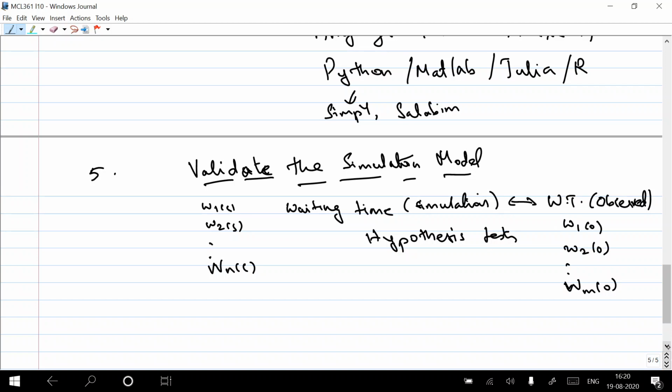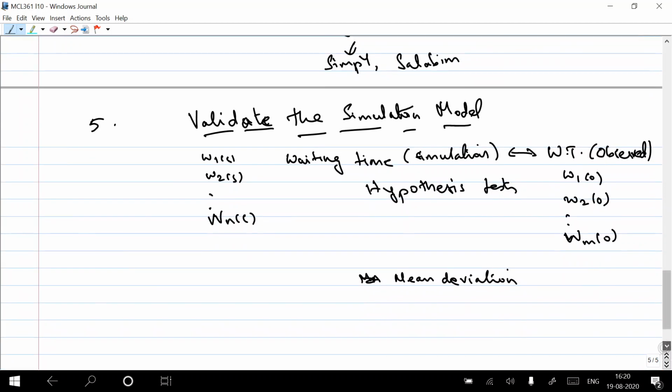If not, you can look at calculating something like mean deviation, for example. So that, for example, is sigma, that will be your WIS minus WOS, I equals, this depends, right? So whether it's n or m, whichever is the smaller one, let's say I equals 1 to the minimum of n, m. But ideally you want to do hypothesis tests.